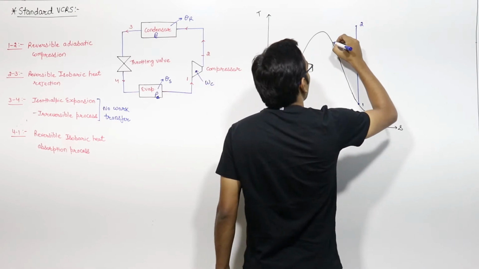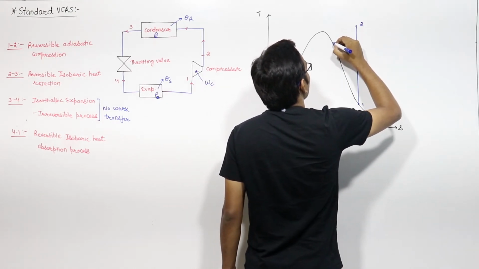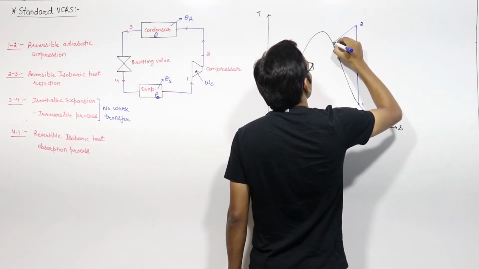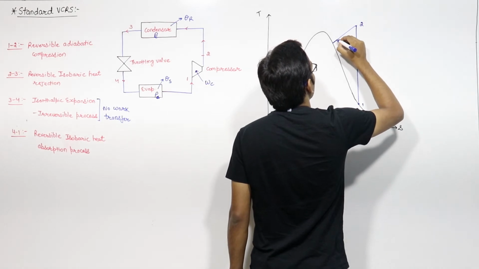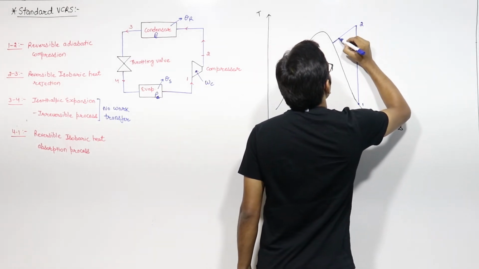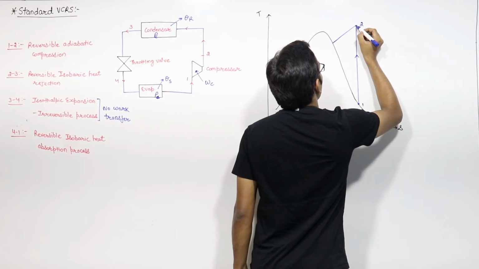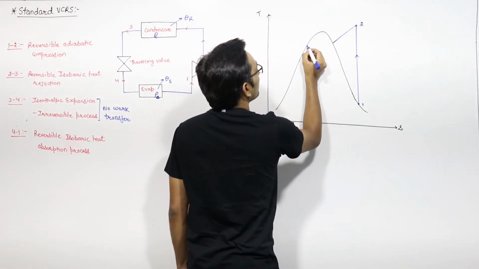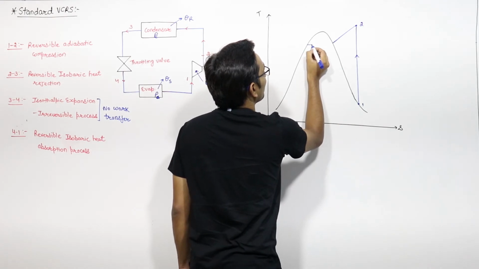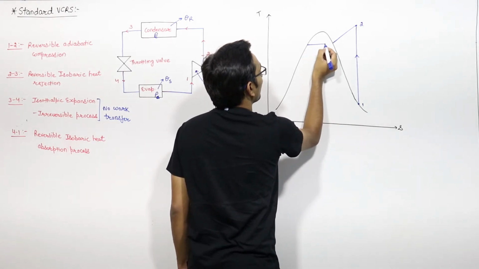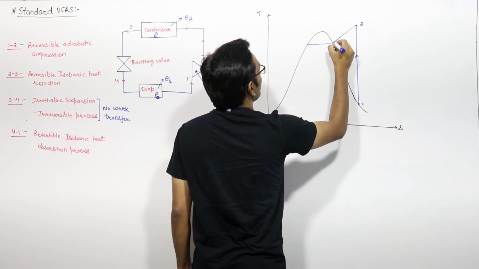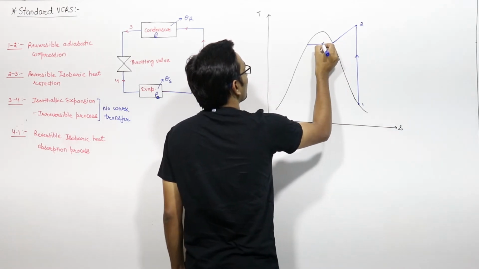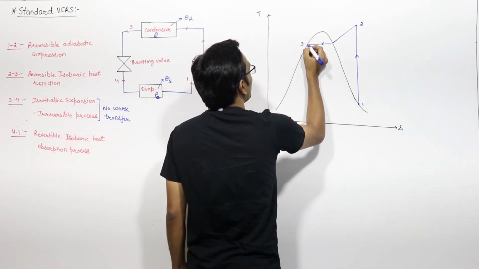So process 2 to 3 is constant pressure heat rejection. So this is the constant pressure line. How to draw this? We know from our basic concept of the phase diagram. Oh sorry, heat rejection, not heat addition. This is the constant pressure heat rejection. Let us say this is point 3.